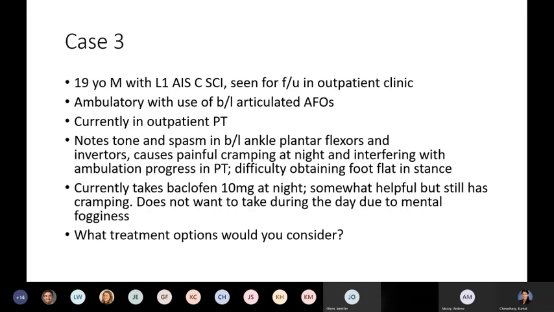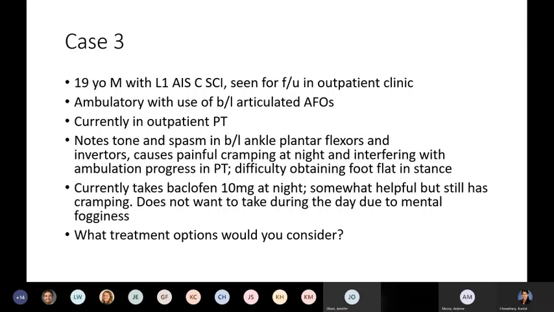So we'll move on to the next case. This is a 19-year-old with a history of L1, ASIA Impairment Scale C spinal cord injury. He is following with you in outpatient clinic, a couple of months post-injury. Following his inpatient rehab course, he is ambulatory with the use of bilateral articulated AFOs, and he's currently participating in an outpatient PT program.